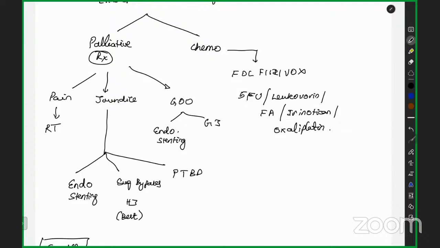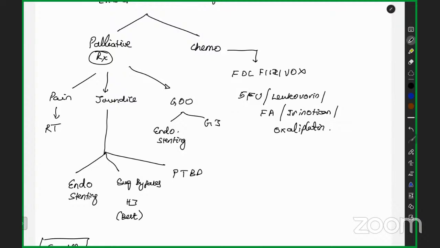Can you tell me what is PTBD, guys? It is percutaneous transhepatic biliary drainage. So when there is any infection, I want to drain, isn't it? So I'm going to go for percutaneous transhepatic biliary drainage. It is going to help to diagnose and treat your bile duct obstruction, if any is present.